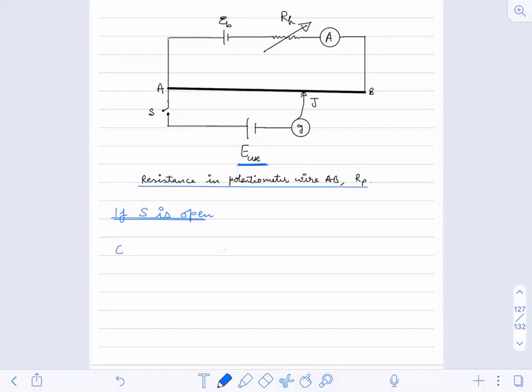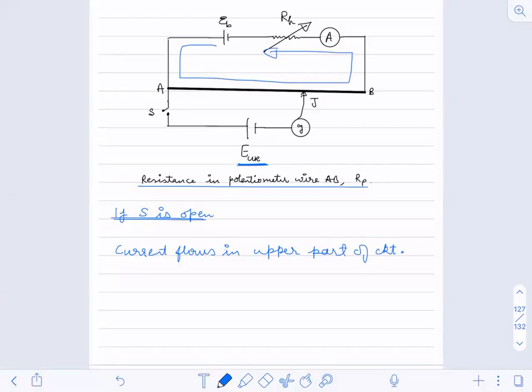Current flows in the upper part of the circuit only. Fine. Now, what will be the value of current? The current only flows in this. Like this, the current will be flowing. This will be the direction of current, I. So how can I determine the value of I now? How will you write I?